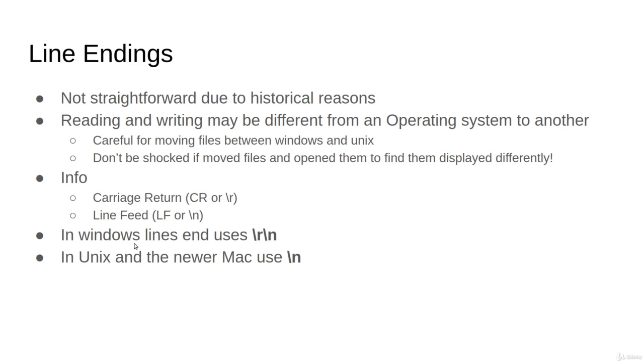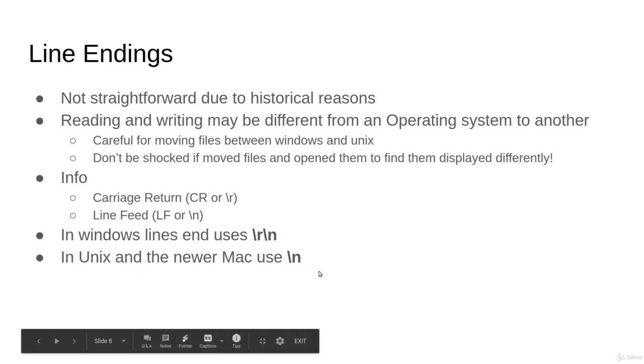In Windows, the ending of the files is typically \r\n. So Windows files recognize an end of the line using \r\n. But in Unix and newer Mac machines, we use only the \n.